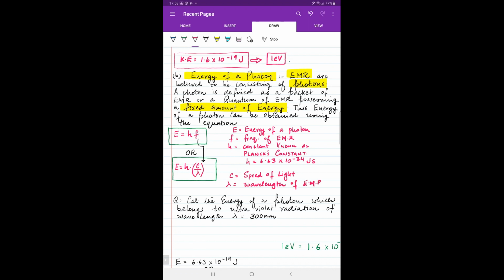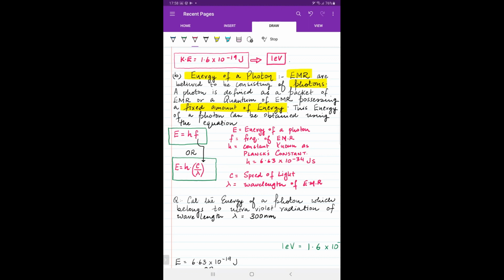So either the equation E is equal to hf, or alternately the equation E is equal to h times c upon lambda. Both of these can be used to calculate the energy of a photon belonging to electromagnetic radiation of a certain frequency or wavelength.